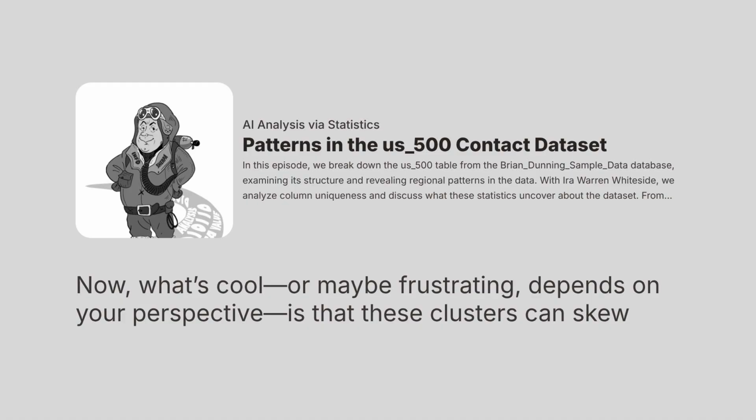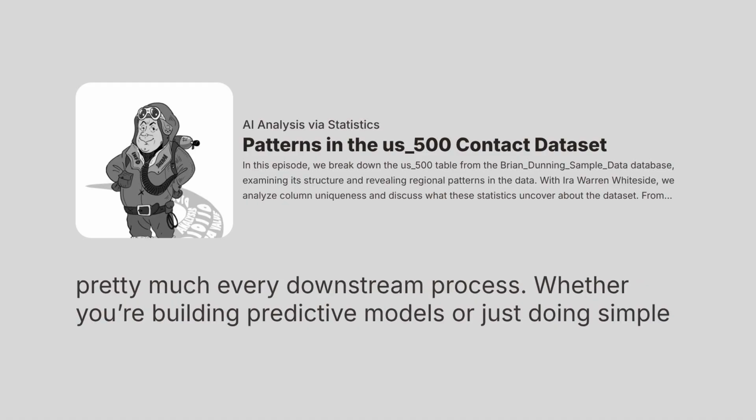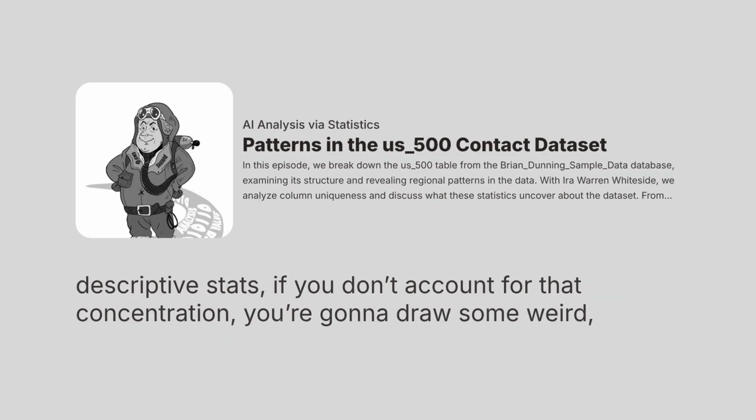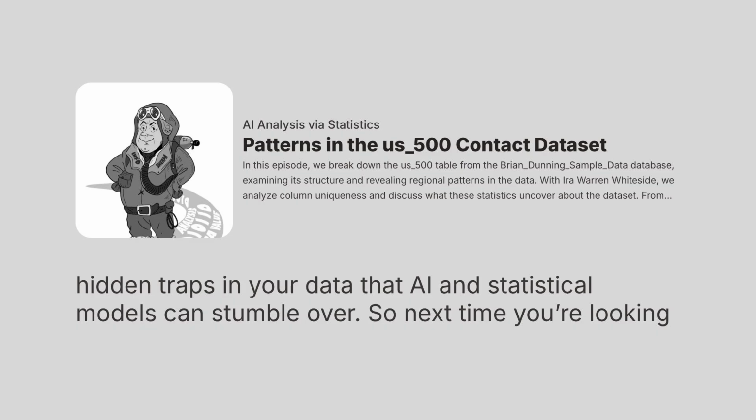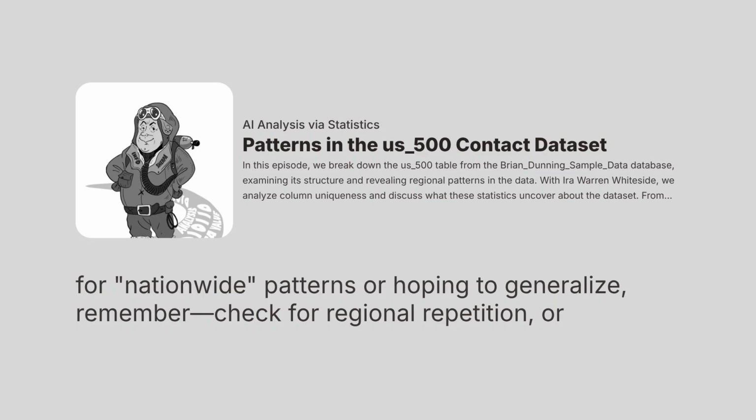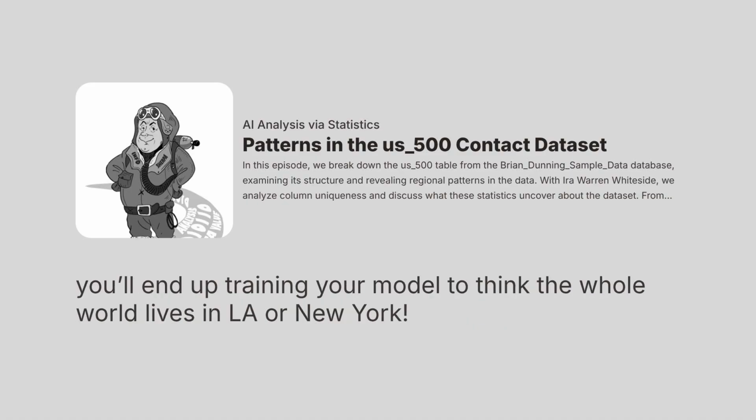Now what's cool, or maybe frustrating, depending on your perspective, is that these clusters can skew pretty much every downstream process. Whether you're building predictive models or just doing simple descriptive stats, if you don't account for that concentration, you're going to draw some weird, sometimes hilariously inaccurate conclusions. That's something we talked about in earlier episodes, the hidden traps in your data that AI and statistical models can stumble over. So next time you're looking for nationwide patterns or hoping to generalize, remember to check for regional repetition, or you'll end up training your model to think the whole world lives in LA or New York.